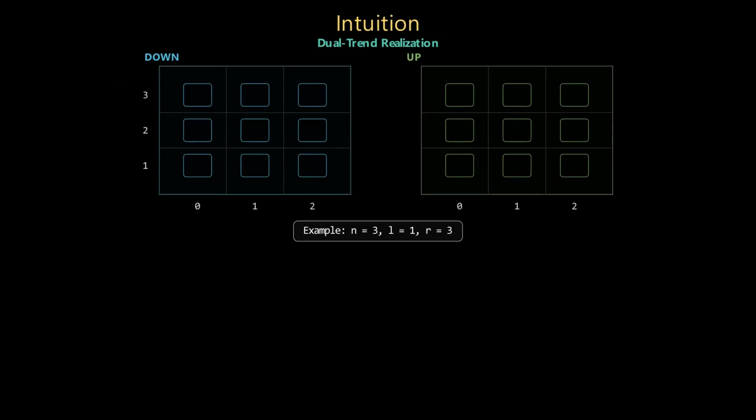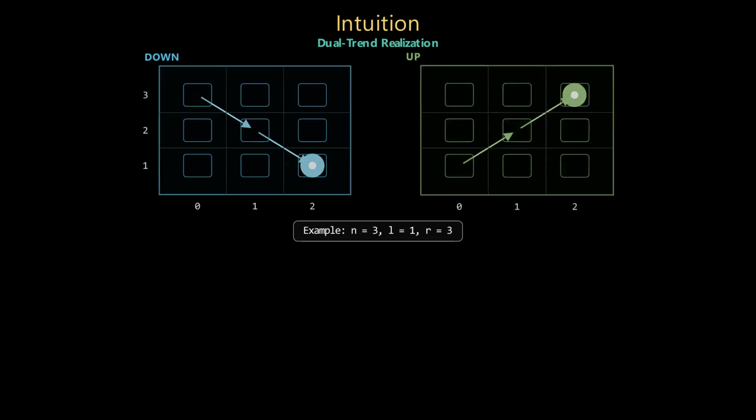A zigzag array is a constant tug-of-war between two trends, climbing up to a peak, or dropping down to a valley. To solve this efficiently, we don't pick one pattern. We track both trends simultaneously using two parallel grids, one for paths currently heading down, and one for paths currently heading up.